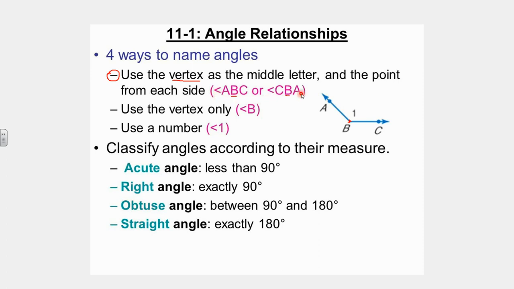Okay, so all you want to do is either use three letters, B being the vertex, or use your middle letter as your vertex. You could say angle B or angle 1.